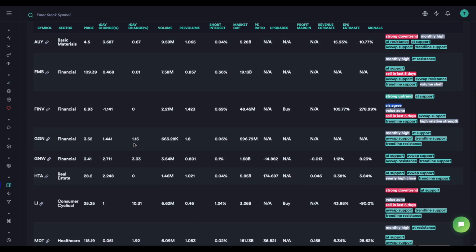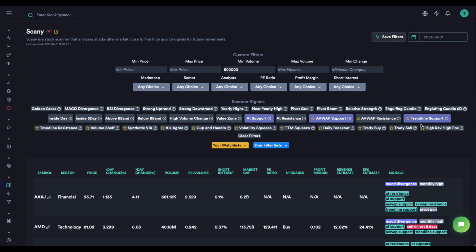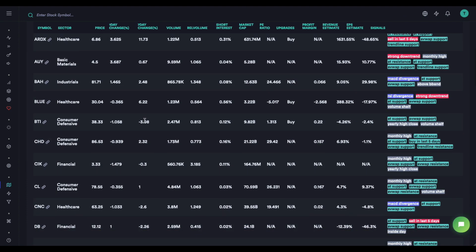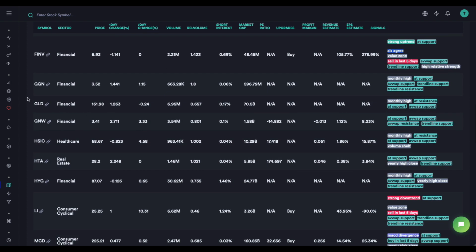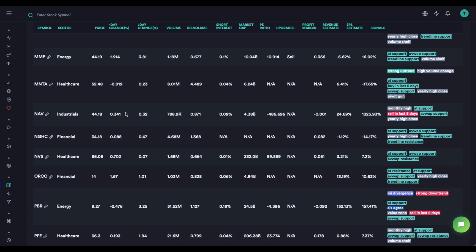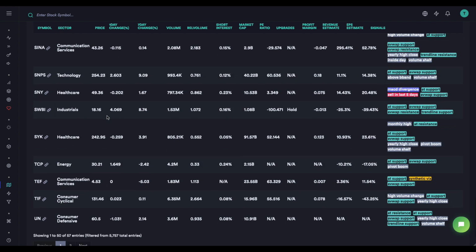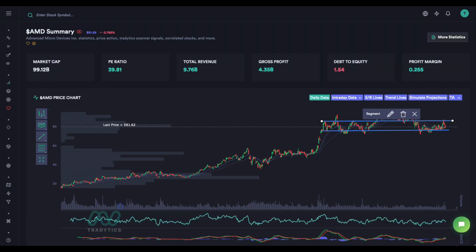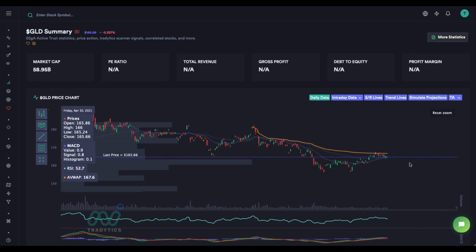Let's see if we have anything else. I want to do at least one more, so I'm going to remove the trend line support filter, and I'm going to see if we can find something that we all know about. So we have GLD, gold, we have McDonald's. Let's see, we have PFE, so probably McDonald's and GLD. So let's see.